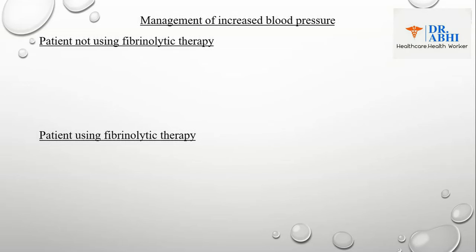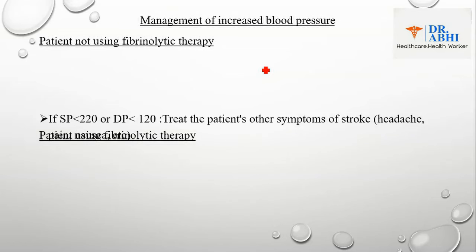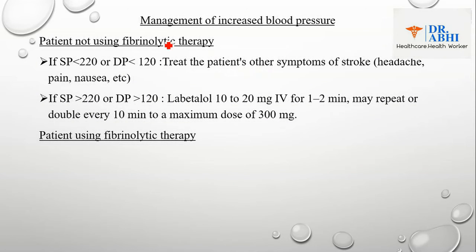Since I have been saying that the patient may have increased blood pressure, depending on that, we can manage the patient as not using fibrinolytic therapy or using fibrinolytic therapy. The management of blood pressure differs between them. If the patient is not using fibrinolytic therapy, and systolic blood pressure is less than 220 and diastolic blood pressure is less than 120, treat the symptoms of stroke like headache, pain and nausea, etc.